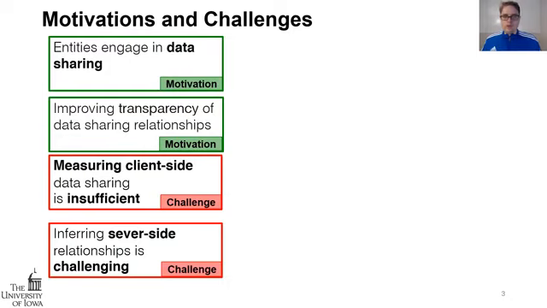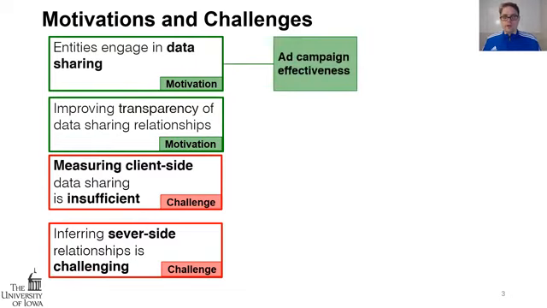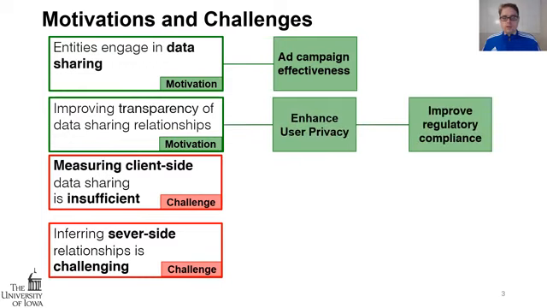We motivate this research problem by examining the importance and challenges for understanding data sharing in the advertising and tracking ecosystem. First, data sharing is crucial for ad campaign effectiveness, and for this reason, data sharing relationships are prevalent within the advertising ecosystem. Second, developing an understanding of data sharing relationships, both client-side and server-side, is important for enhancing user privacy and improving regulatory compliance, such as GDPR and CCPA.